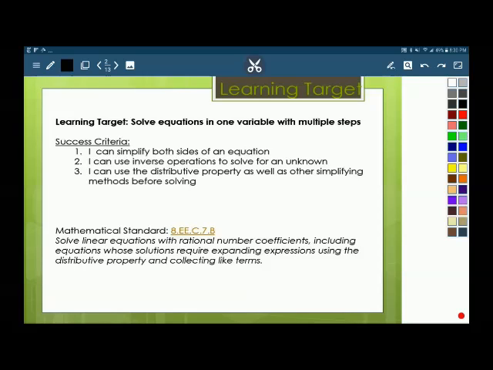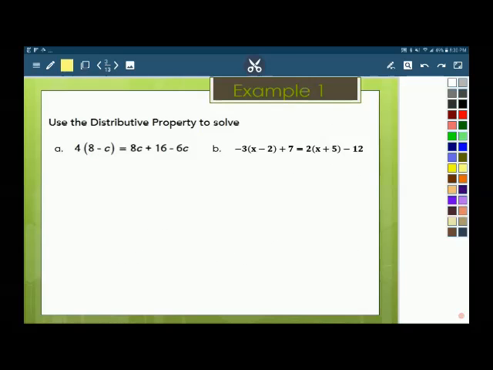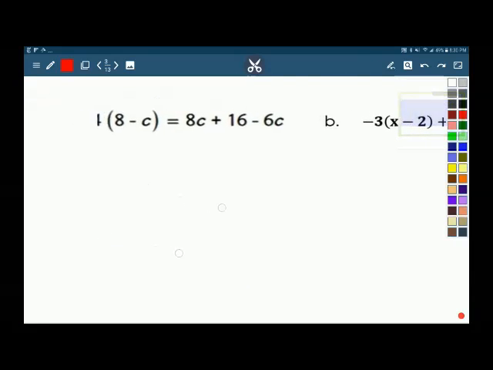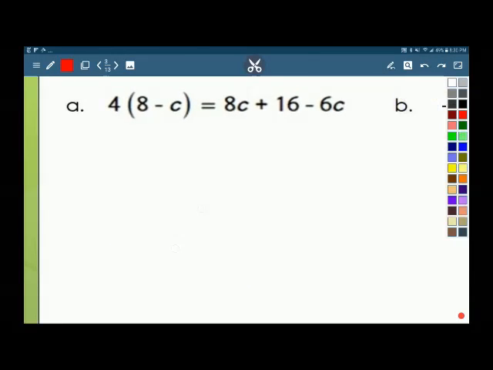So again, our success criteria is going to be to simplify both sides of the equation, use inverse operations to solve for an unknown, and use the distributive property, just as we discussed, as well as other simplifying methods before solving. So in this first example, it says use the distributive property to solve. So just like we practiced in the other lesson, we're going to start with the part A here.